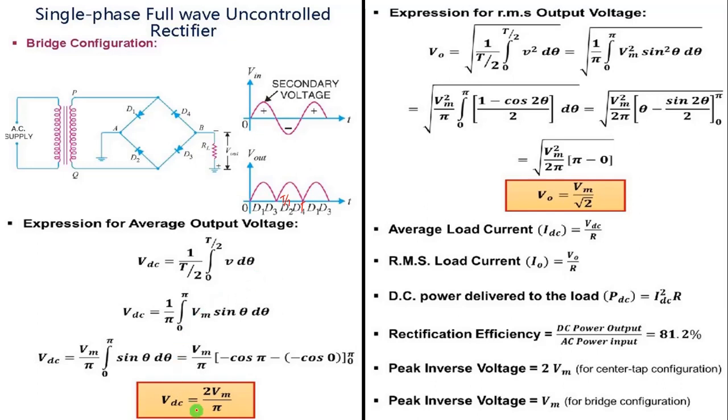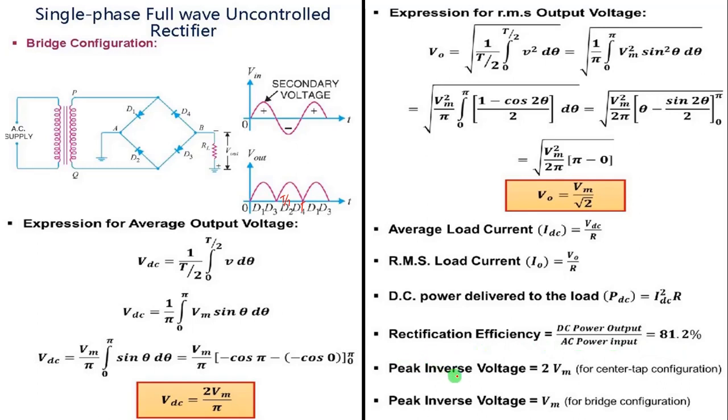So we will be getting VDC equal to 2 Vm by pi. And here the RMS output voltage V0 will be equal to, again, 1 by T by 2, integral 0 to T by 2 of V square d theta, the root mean square value of output voltage. We will be taking the square first, then the mean, then the square root. So we will be getting V out equal to Vm by root 2, and here also the rectification efficiency is around 81.2%. In case of half wave it was around 40%, and here it is 81.2%.